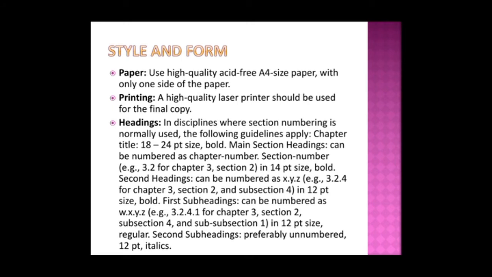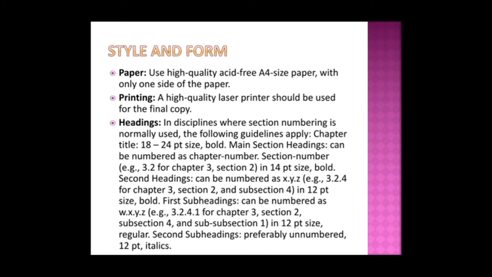The chapter title is 18 to 24 pt, that is the font size, and it is bold. Main section headings can be numbered with the chapter number and section number, for example 3.2 under chapter 3. If chapter 1 has subsections, you will mention them as 1.1, 1.2, 1.3 like that, and each chapter has sections. Section headings use 14 pt size and bold also.